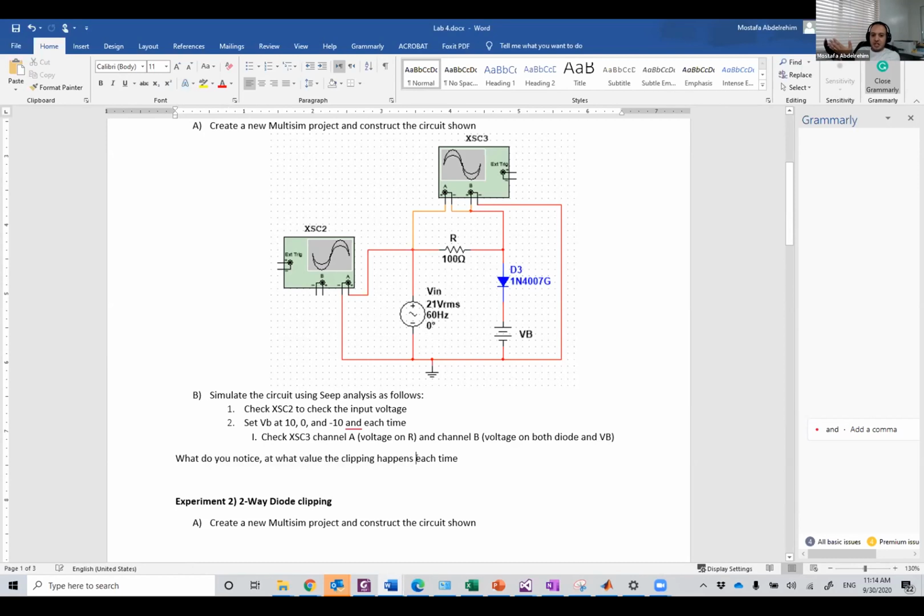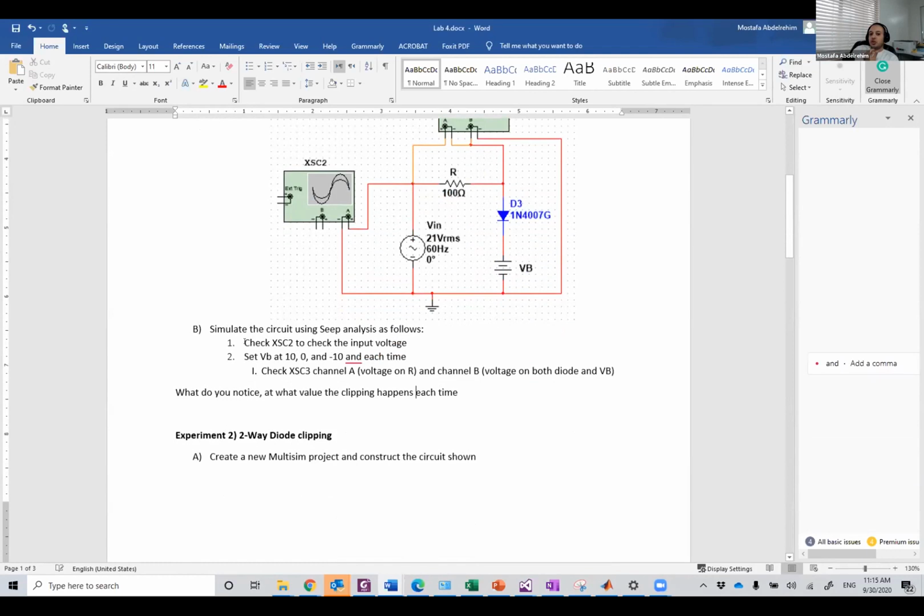So basically the observation is based on the value of VB. We will move up or down the clipping point. So if VB is positive, part of the clipping will be on the positive half cycle. If it's 0, there is no clipping, it's just 0.7. There will be a clipping, but just with the diode voltage. And if it's negative, this will be the solution for your homework.